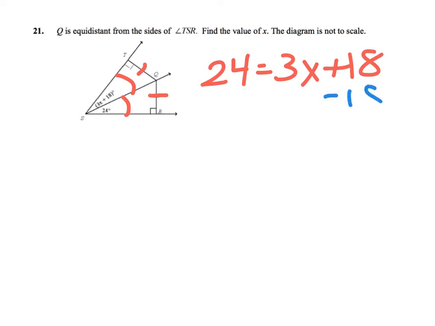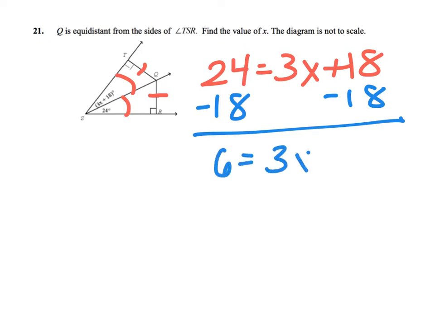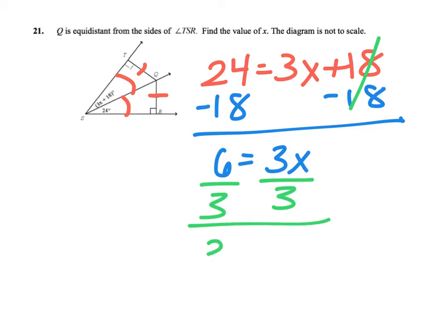I'm going to go ahead and start by subtracting 18 from both sides, so we can solve for x. If I do 24 minus 18, I get 6 equals 3x. Then we'll go ahead and divide by 3. On the left side, we'll have 2. My 3's cancel, equals x. So that will be the right answer.